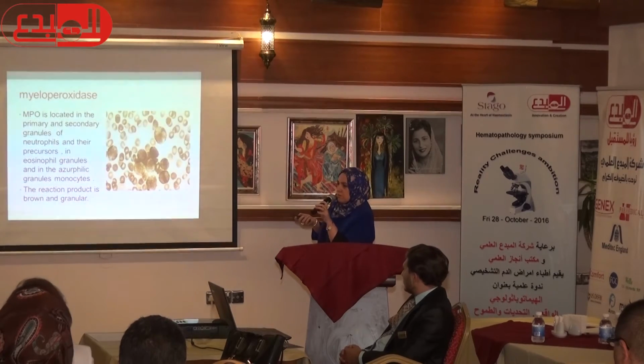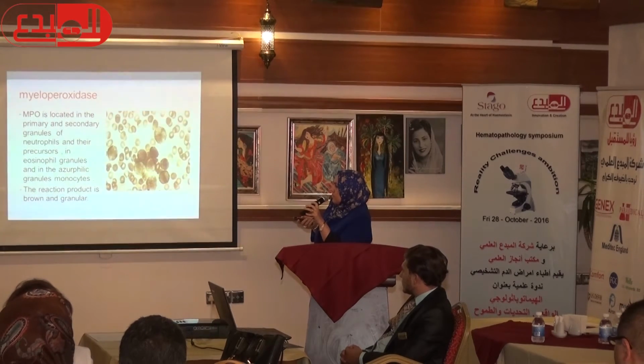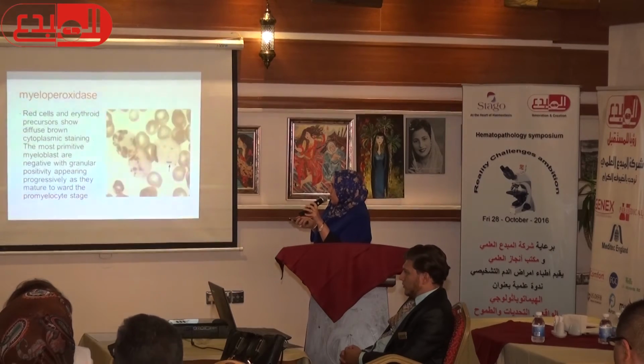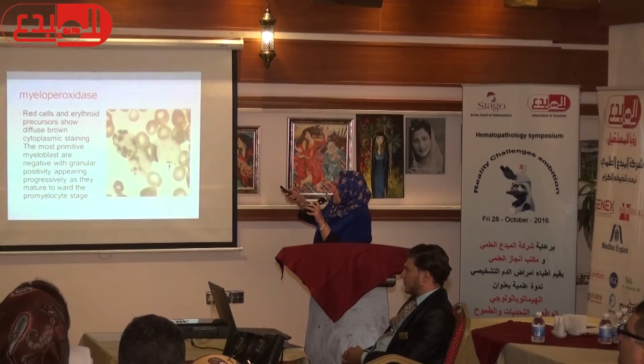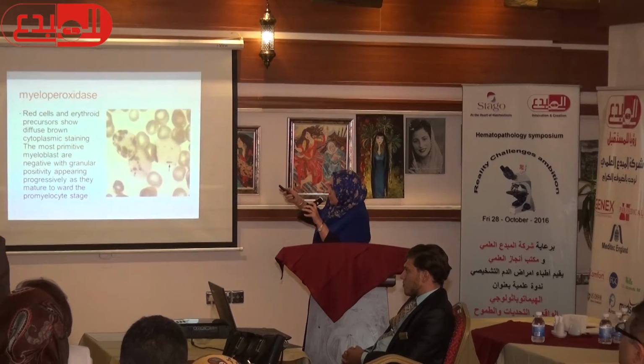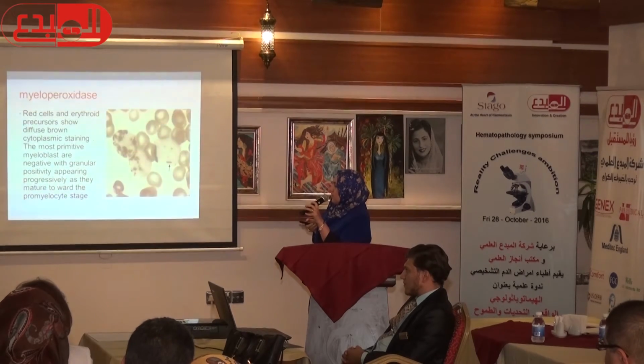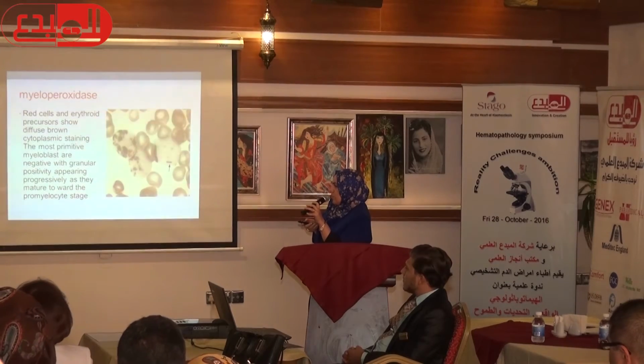The first stain in cytochemistry is myeloperoxidase, or MPO. MPO is located in the primary and secondary granules of neutrophils and their precursors, in the eosinophil granules, and in monocytes. The reaction product is brown and granular. In myeloperoxidase staining, the red cells and the erythroid precursors show diffuse brown cytoplasmic staining. The most primitive myeloblasts are negative, with granular positivity appearing progressively as they mature towards the promyelocyte stage.